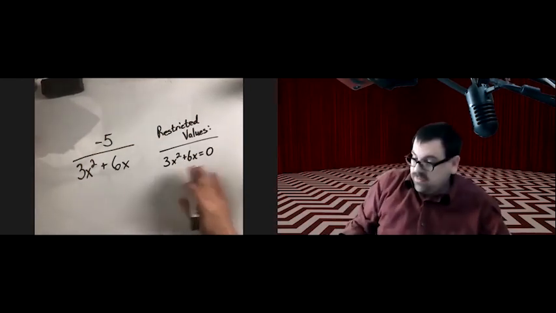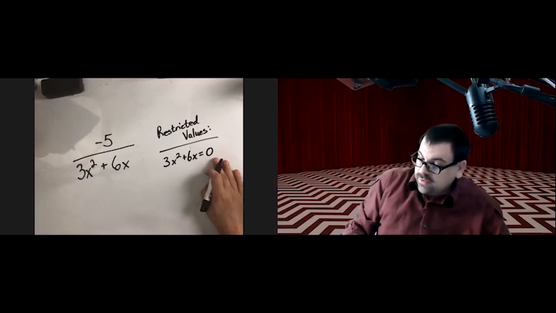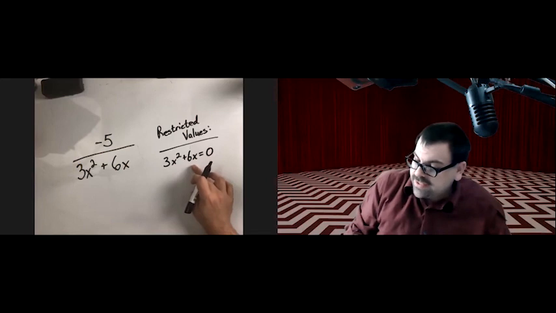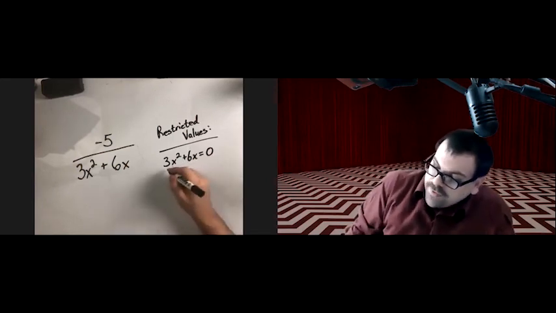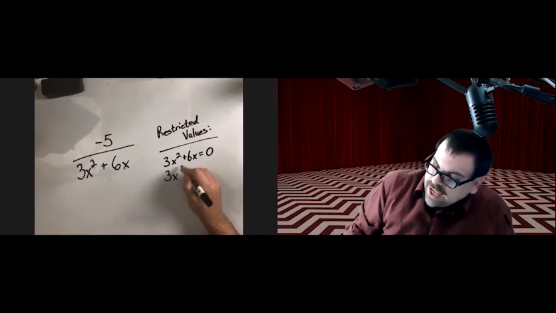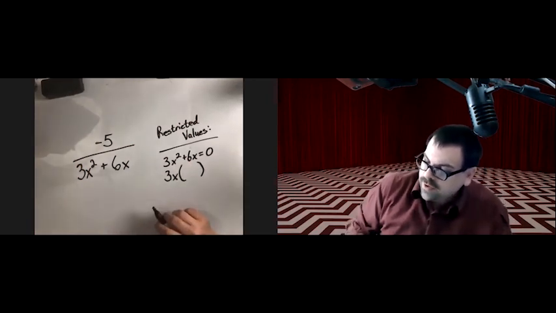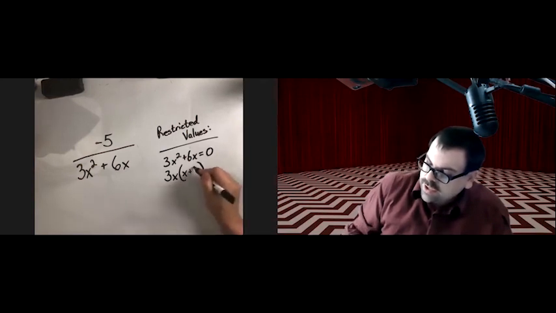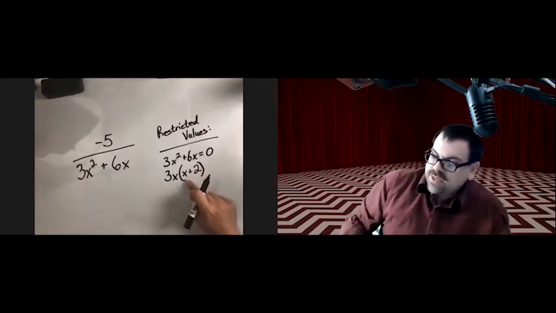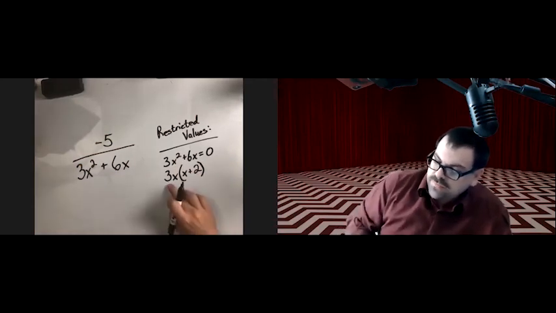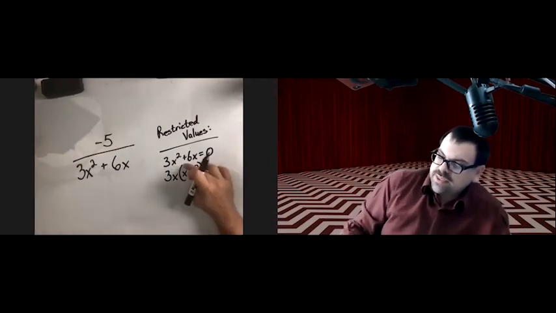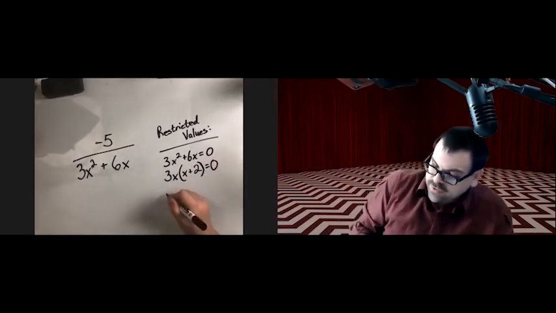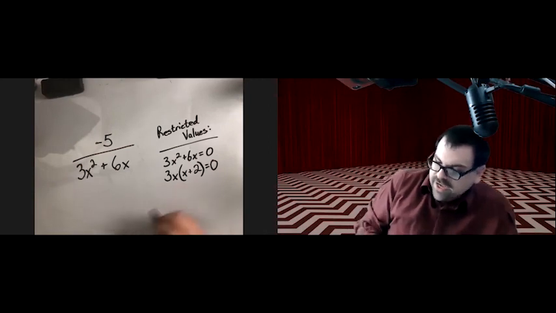Everything is on one side. We do have 0 on the other. So let's factor. 3x squared and 6x. We have a common factor of 3x. Our leftover piece would be x plus 2. 3x times x is 3x squared. 3x times positive 2 is positive 6x. Factor and solve, because we could use the 0 factor property.